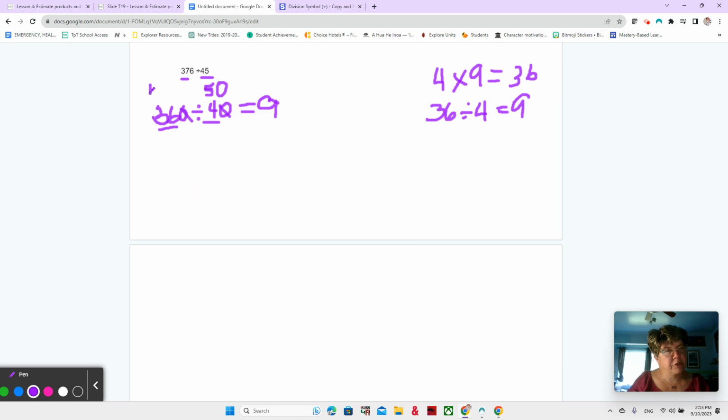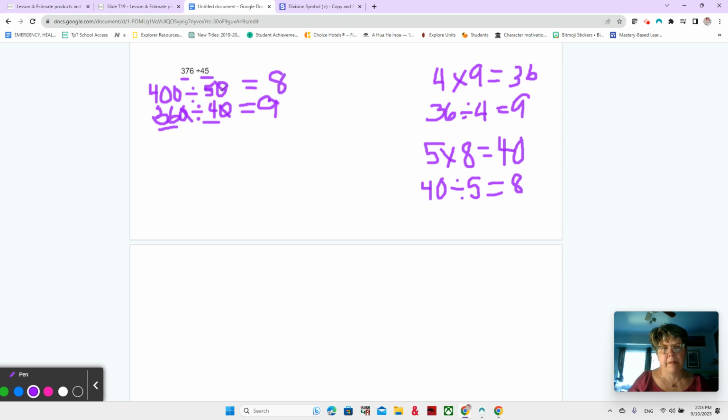What about 400 divided by 50? Is that possible? Think about 5 times something that equals 40. Yeah? 5 times 8. So that means that 40 divided by 5 equals 8, right? Fact families. Okay, so 400 divided by 50. One 0 goes out, one 0 goes out, but this is 40 divided by 5, right? So it's going to be 8.